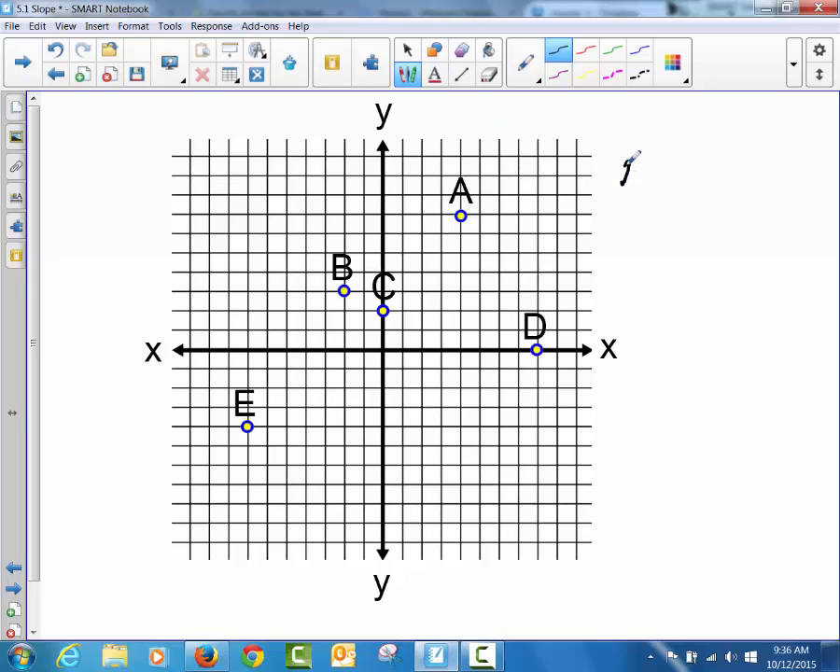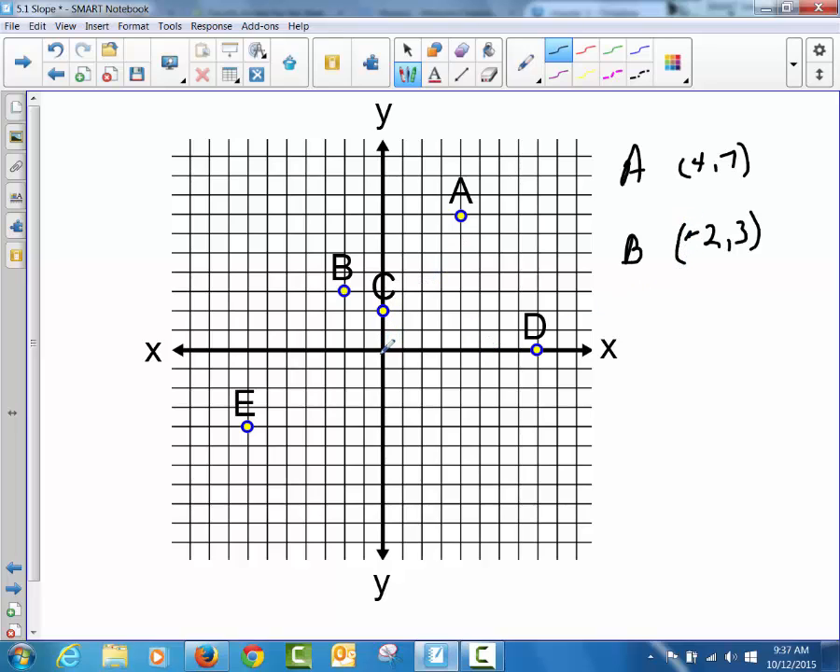Okay, point A. We've got 1, 2, 3, 4. 1, 2, 3, 4, 5, 6, 7. So we've got (4, 7). Always put them in parentheses also. Point B is negative 1, 2, positive 1, 2, 3. (-2, 3). Did you get this? I hope that you did.